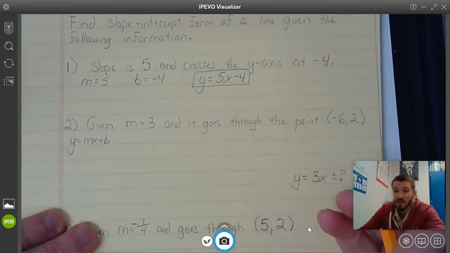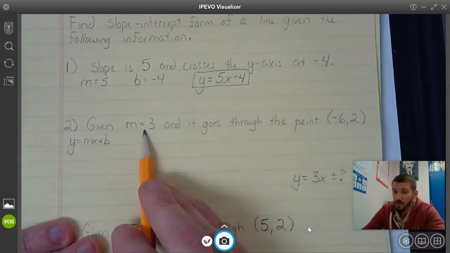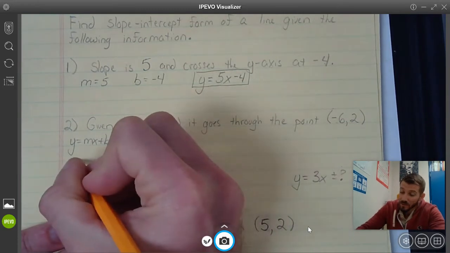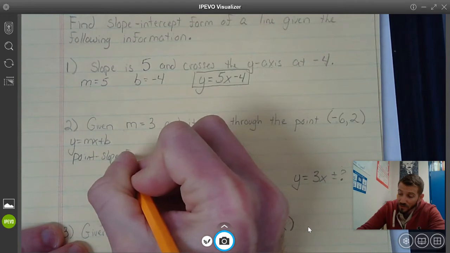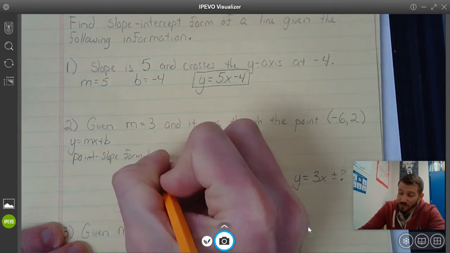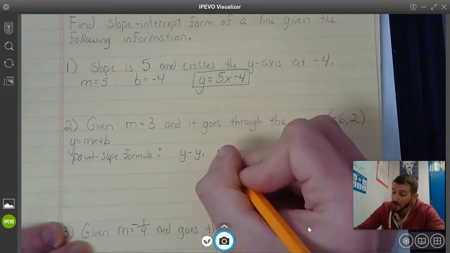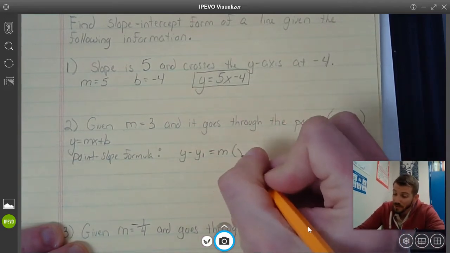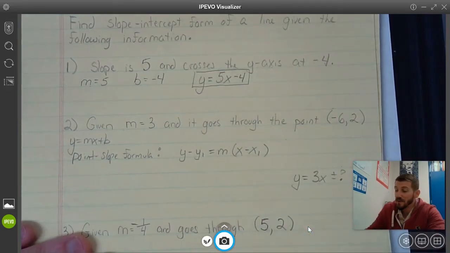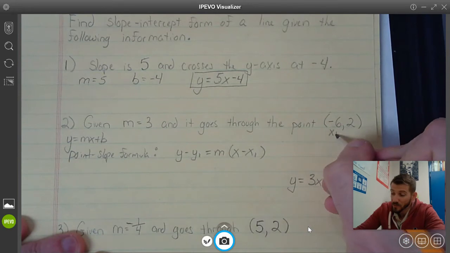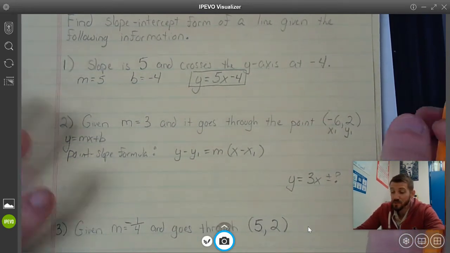So there's a formula to help you. It's called the point slope formula. Point slope formula, let me write that down. The point slope formula, and it is on your formula chart that you should be using, is y minus y1 equals m times x minus x1. So if you have a point, we would call the point x1 and y1. So now you have everything that you need. You just plug it in.